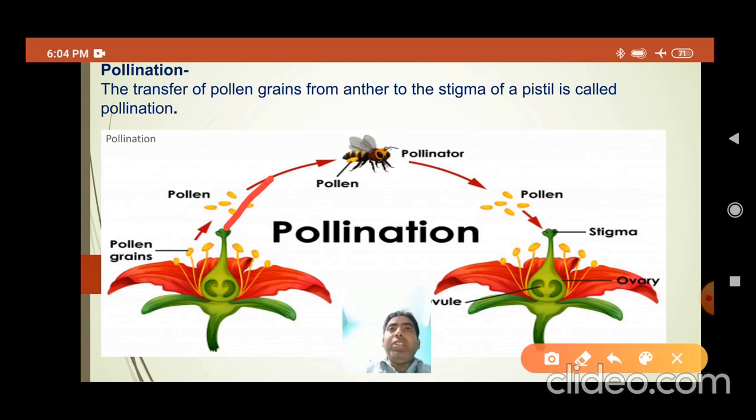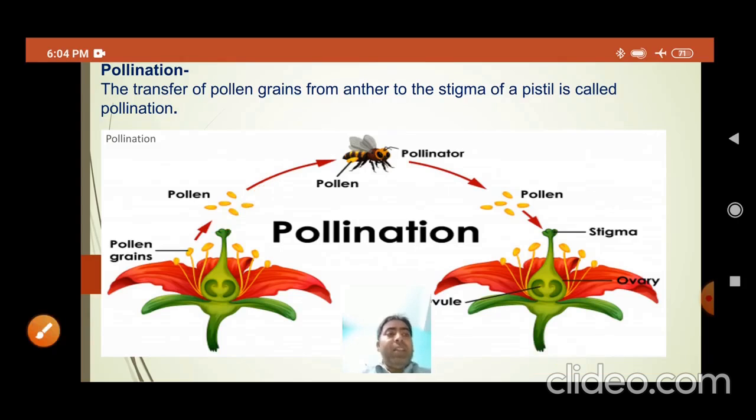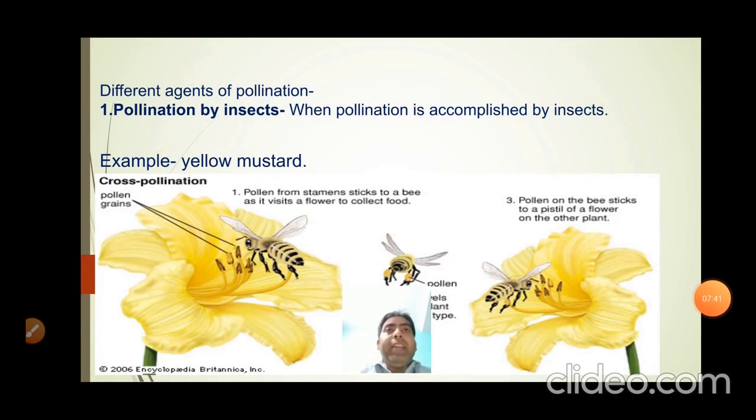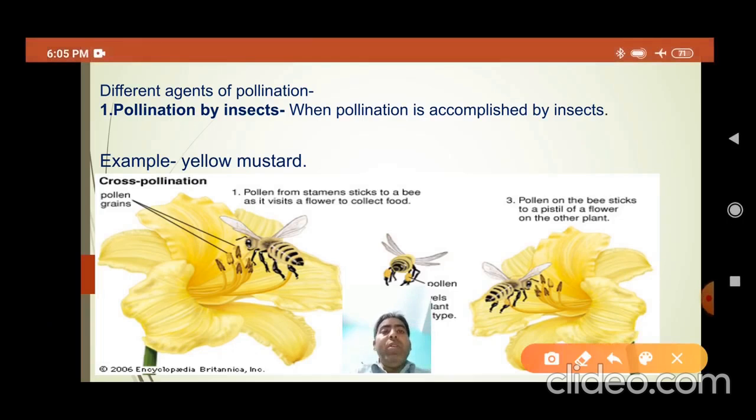Pollination always requires some agents to carry pollen grains and release them on the stigma. Okay, so some agents are there. Now I am making you see the agents. Here you can see these agents may be insects, these agents may be birds, other animals, wind or water maybe. First one we are going to read about is pollination by insects.